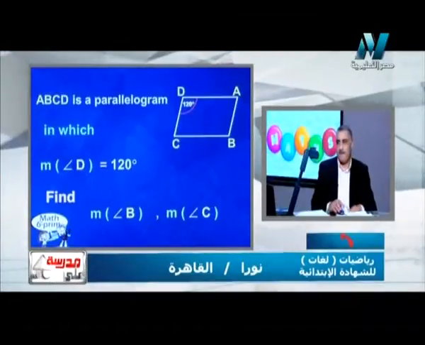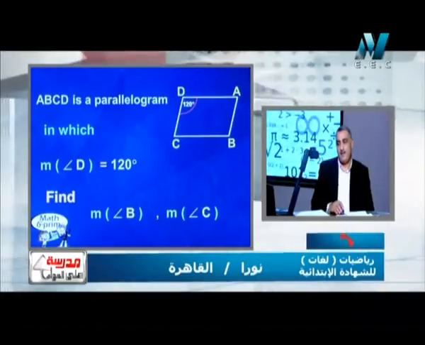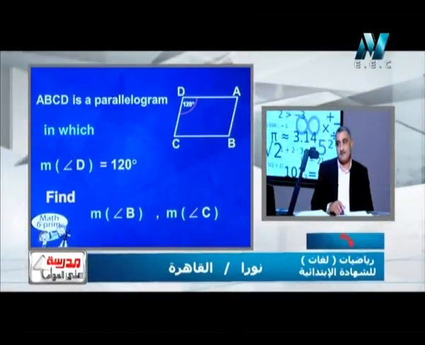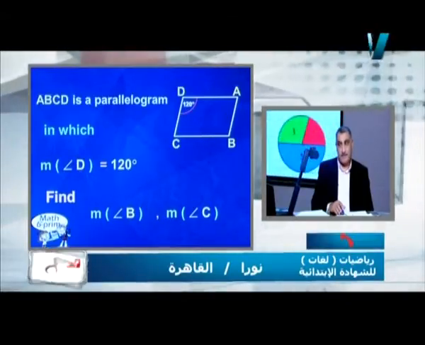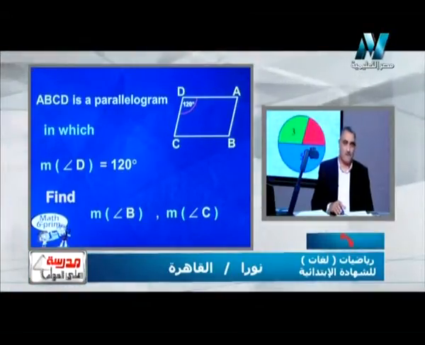ABCD is a parallelogram. Measure of angle B, measure of angle D equals what? It will be 120. Measure of the angle B. Why does the measure of the angle B equal 120?